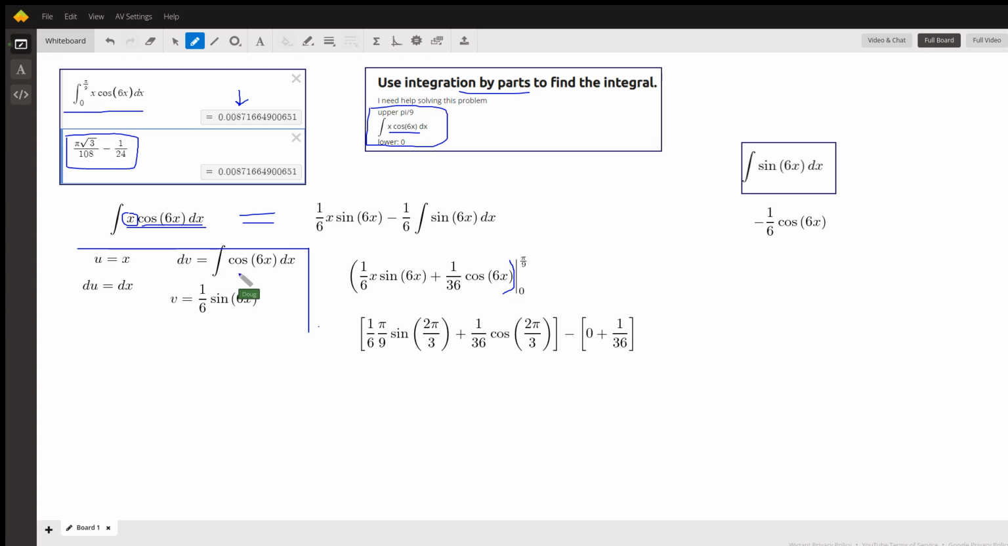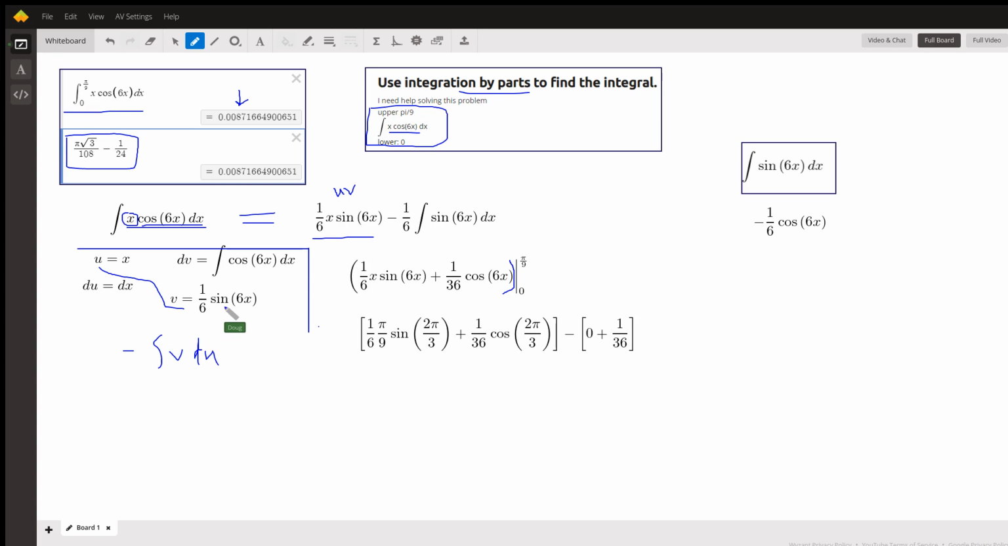And an antiderivative of cosine of 6x dx is, using the substitution method if you need to, 1/6 sine of 6x. So that means that an antiderivative is uv, which is x times 1/6 sine of 6x. That's this first term, that's the uv right there, minus the antiderivative of v du.